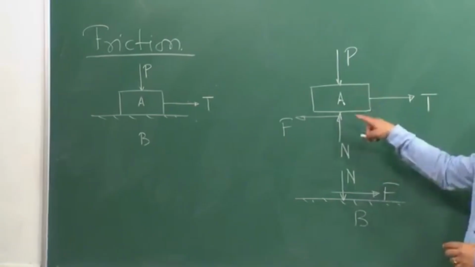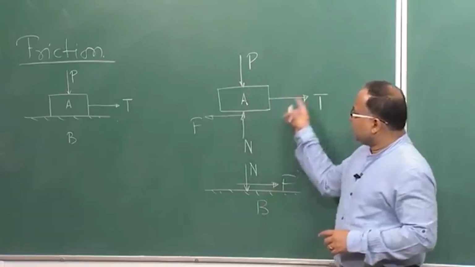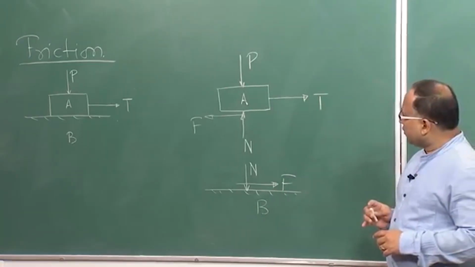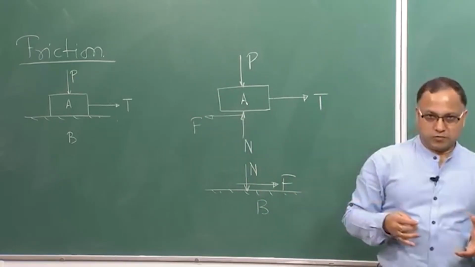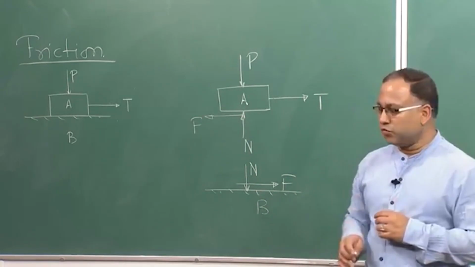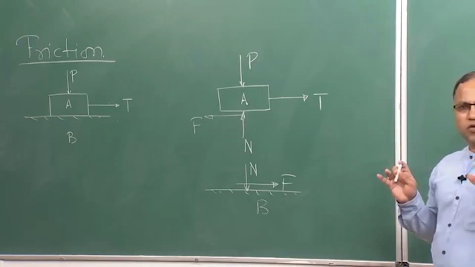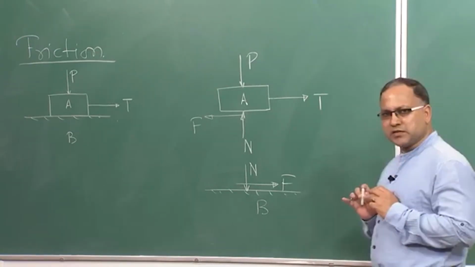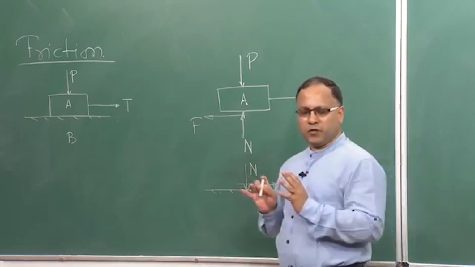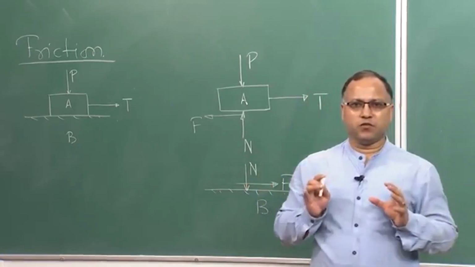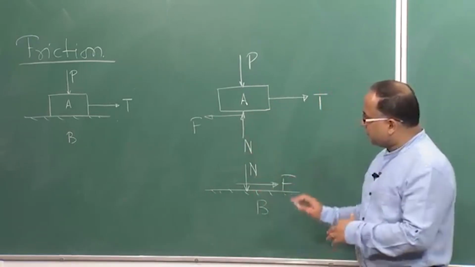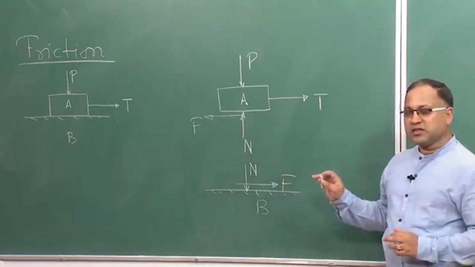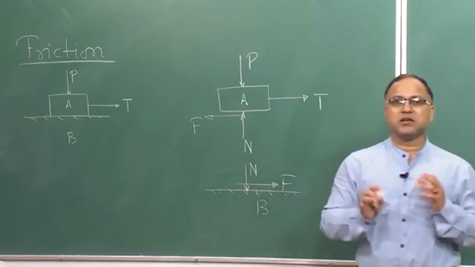If you look at block A, these are the forces acting on block A. This F is what we are now going to find out, and you know how to find that force, but just for the sake of completeness we are going to discuss this friction, and I hope you are quite familiar with it. Similarly, you can draw the free body diagram of surface B in such a way that these are the forces acting on surface B.